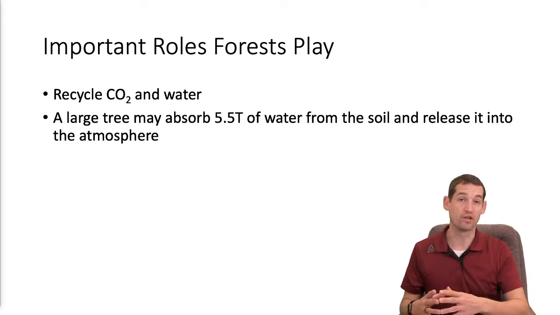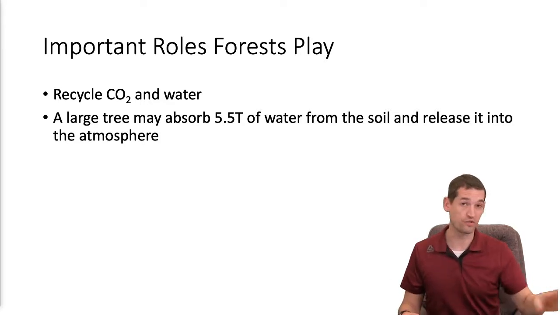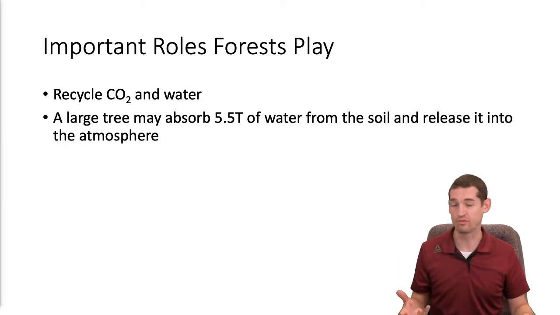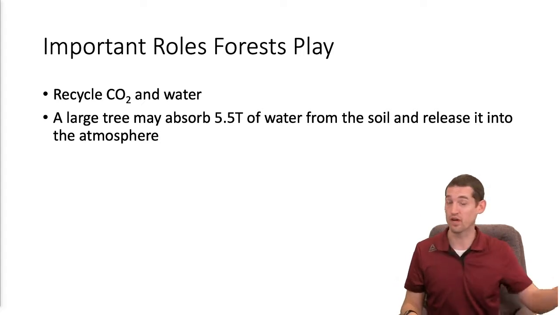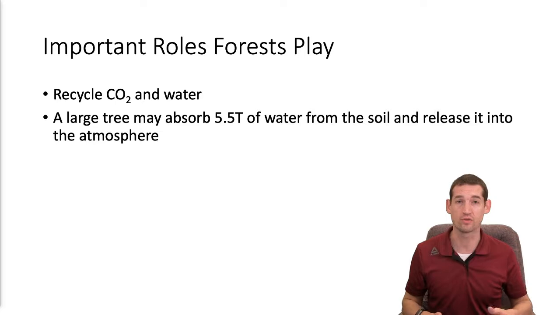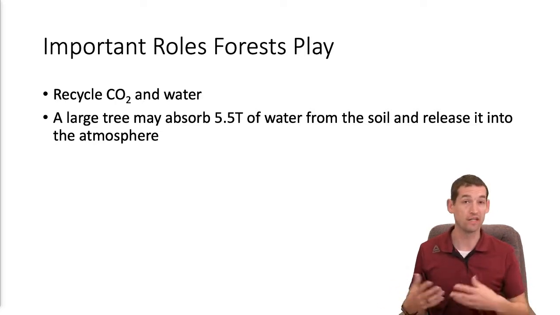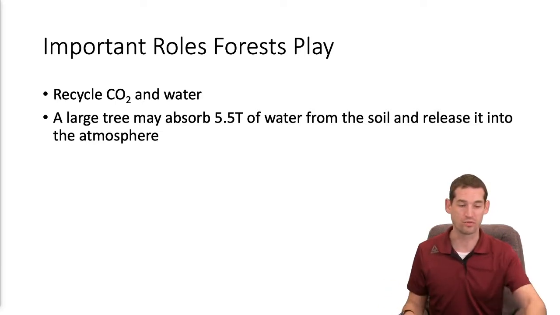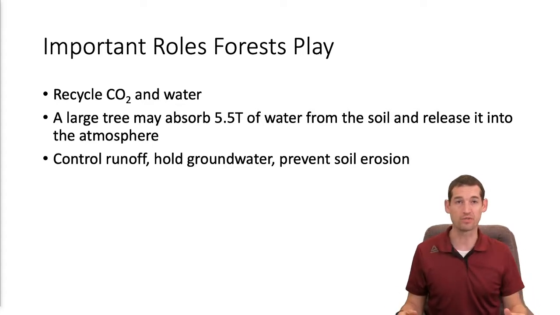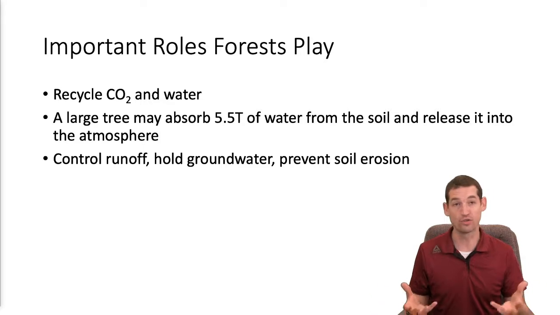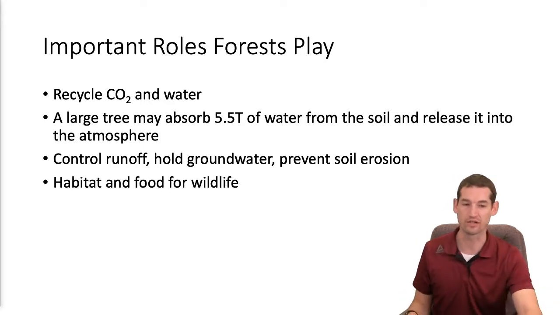Now, otherwise, that water may have run off on the surface, or it may have soaked down into the deeper parts of the soil, leaching away maybe some nutrients, or it could have run off, causing erosion or carrying nutrients away. If that tree hadn't been there, both of those processes would be happening faster. So having trees in the forest helps to control the runoff, holds the groundwater closer to the surface, and prevents the soil from washing away in that forest ecosystem.